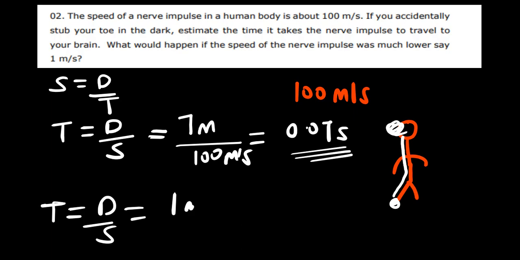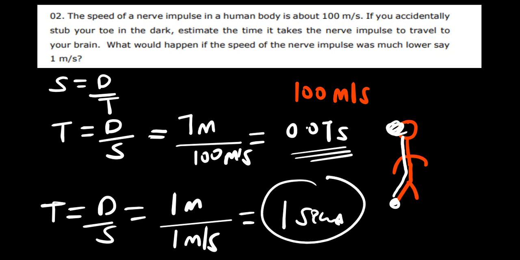So 1 meter over the distance that we're talking about is 1 meters per second. What would happen if the speed was much slower? Let's say 1 meters per second. Okay, so we're talking about 1 second. Now this 1 second, in this case, the nerve impulse would take significantly longer to reach the brain, because it is taking time. 1 second, at least at this point, it was taking about 0.07 seconds.